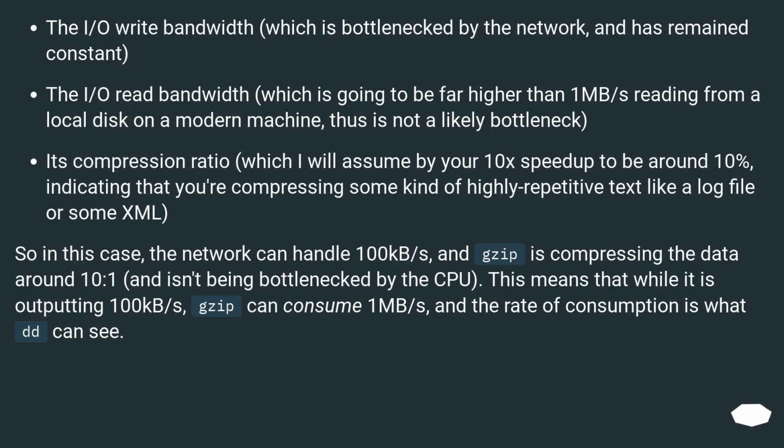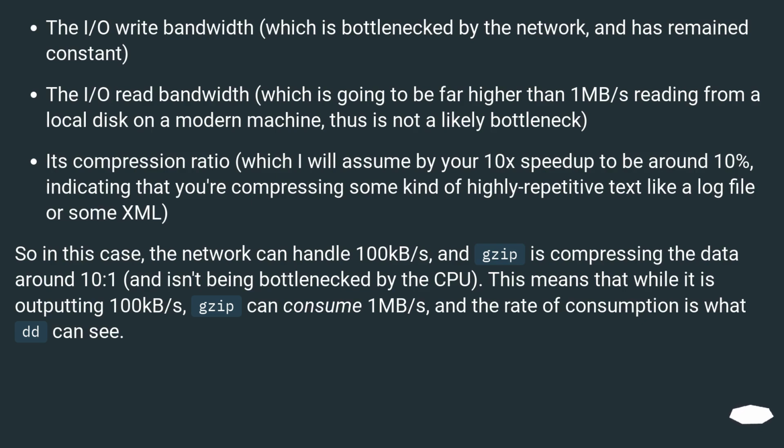The I/O write bandwidth, which is bottlenecked by the network, and has remained constant. The I/O read bandwidth, which is going to be far higher than 1 MB/s reading from a local disk on a modern machine, thus is not a likely bottleneck. Its compression ratio, which I will assume by your 10x speedup to be around 10%, indicating that you're compressing some kind of highly repetitive text like a log file or some XML.